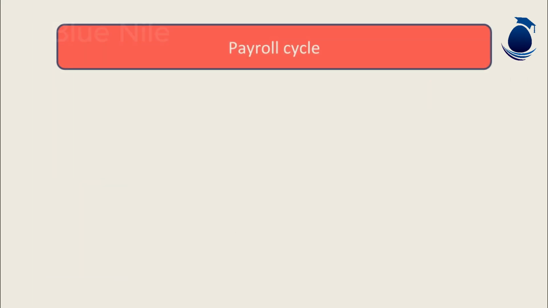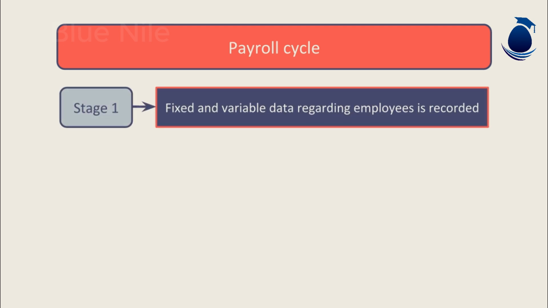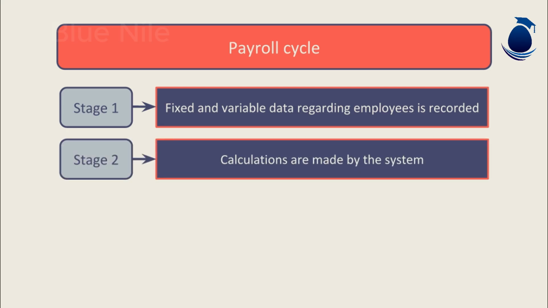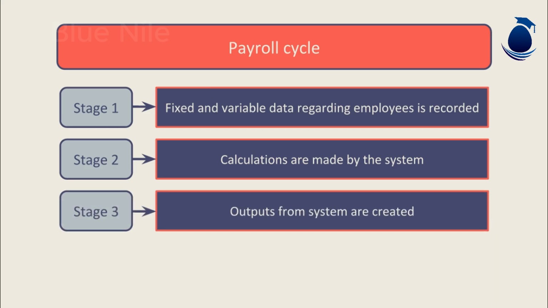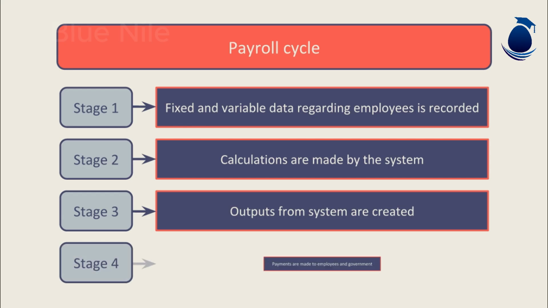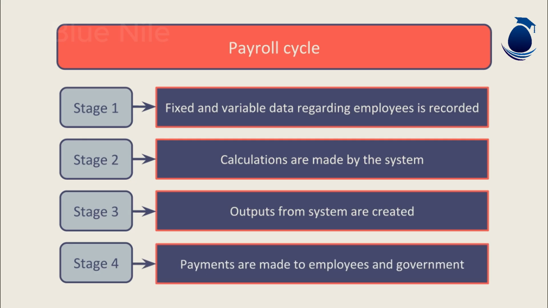The payroll cycle identifies important stages where controls should be present. Stage 1 is where fixed and variable data regarding the employees is recorded on the payroll system. Stage 2 is where the calculations are made by the system. Stage 3 is where the outputs from the system are created, such as the payroll report and the payslips. Stage 4 is where the payments are made to the employees and the government.